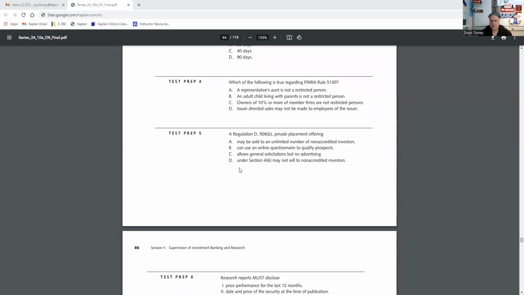4, which of the following is true regarding FINRA Rule 5130? A registered representative's aunt is not considered to be a restricted person. That is true. Your aunt is not part of the immediate family. And so here, A is true, B, C, and D are not. Those people would be what we call restricted persons in terms of IPO allocation.